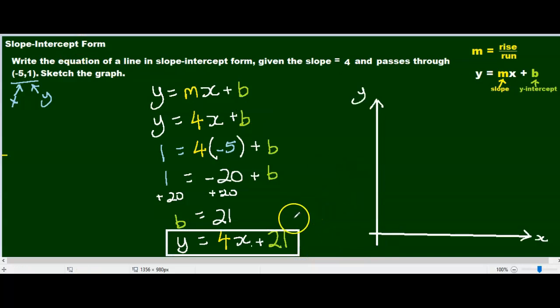Okay, to sketch my graph, I'm going to look at my y-intercept, which is 21. The point goes through there. And we're going to go up 4. So 1, 2, 3, 4. That's 22, 23, 24, 25 over 1. And when we join the 2 points, the line should look something like that.